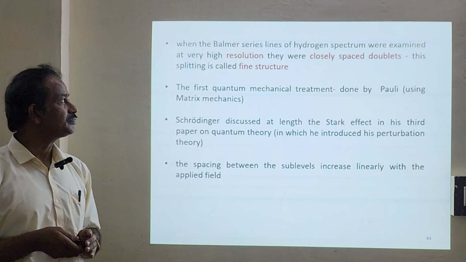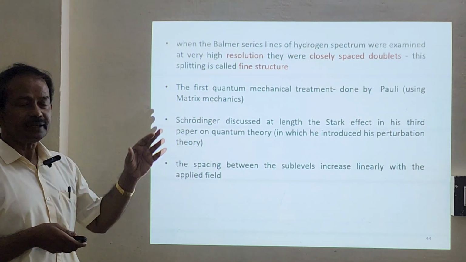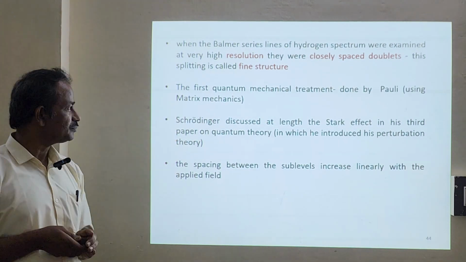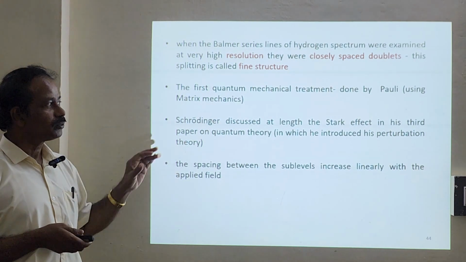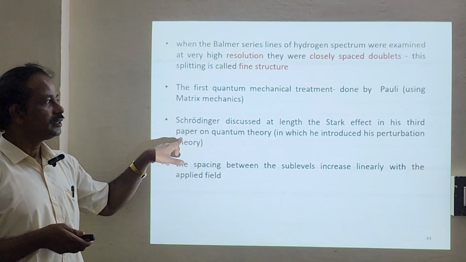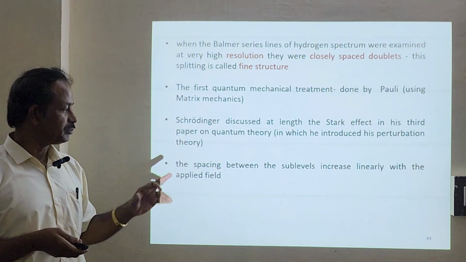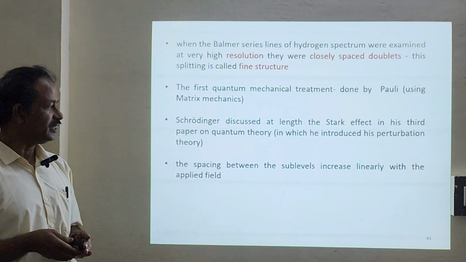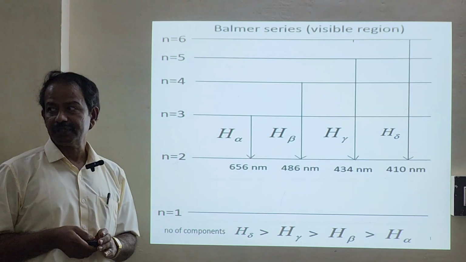Something like that. The first quantum mechanical treatment was done by Pauli using matrix mechanics, following Heisenberg's idea. Schrodinger in the year 1926 also wrote a paper on the Stark effect, maybe his third paper on quantum theory, in which he introduced his perturbation theory. The spacing between the sublevels increases linearly with the applied electric field. So this is about the Balmer series.